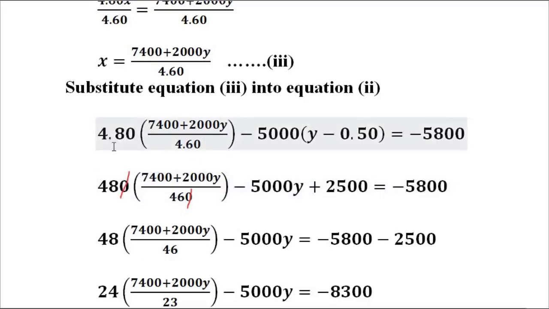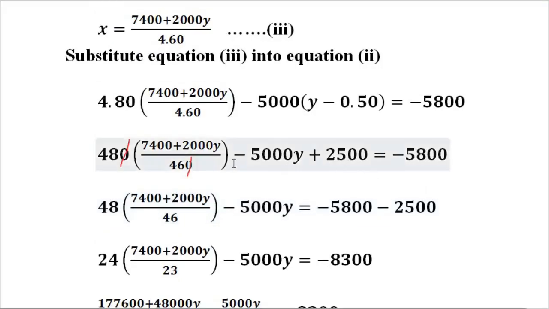Look at 4.80 and 4.60. The same number of digits exists in the decimal parts of these two numbers. So you can eliminate the decimal point. We get 480 into 7400 positive 2000y over 460 negative 5000y positive 2500 equals negative 5800. We get negative 5000y by multiplying negative 5000 by y, and positive 2500 by multiplying negative 5000 and negative 0.50.